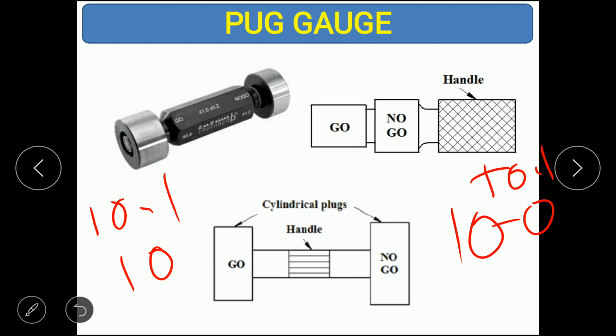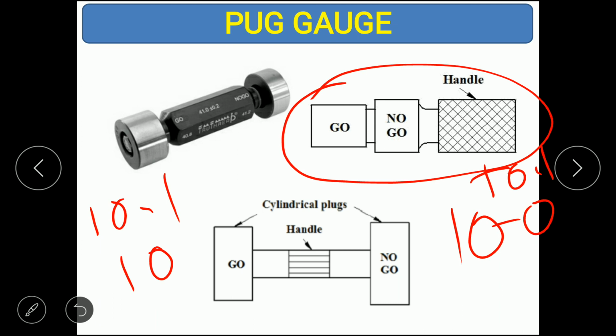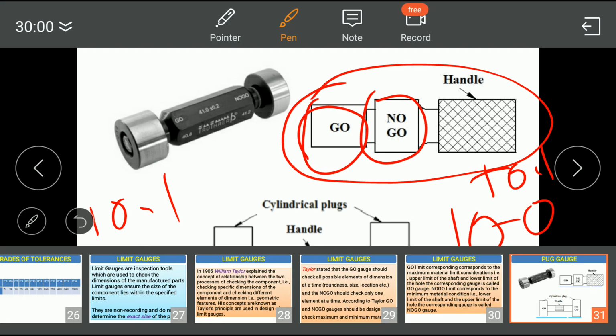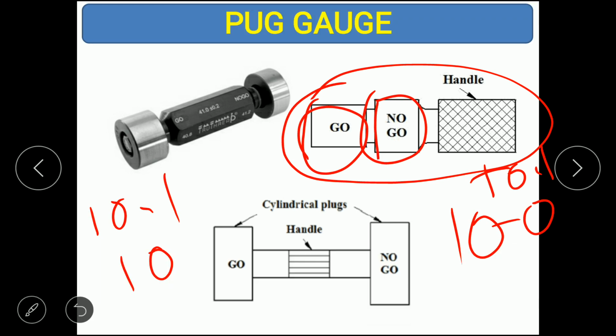So go gauge means, when you insert this gauge inside the hole, this portion should go inside the hole, and no go gauge should not go inside the hole. Means suppose समझो कि let us say, suppose the go gauge diameter is 10.11.